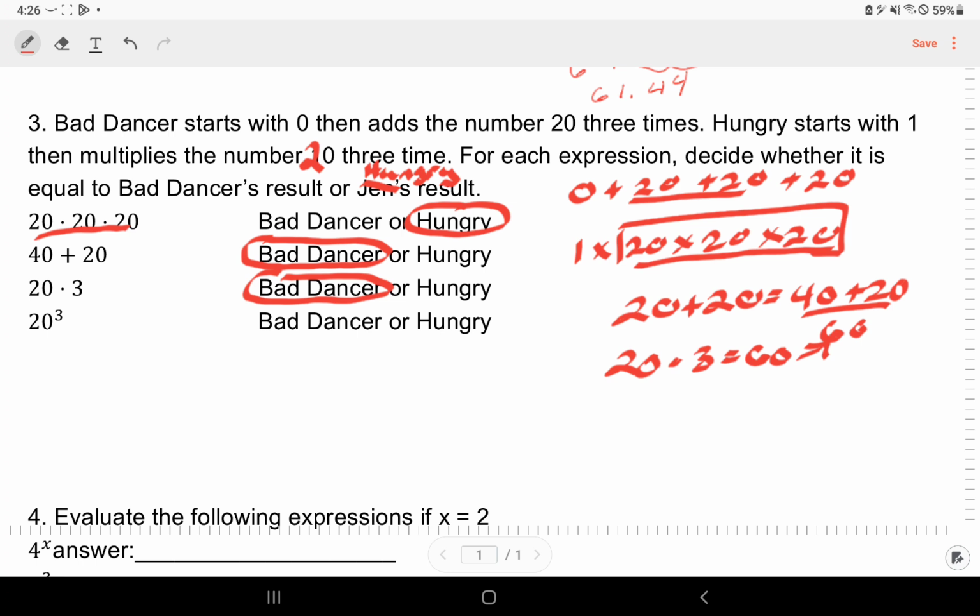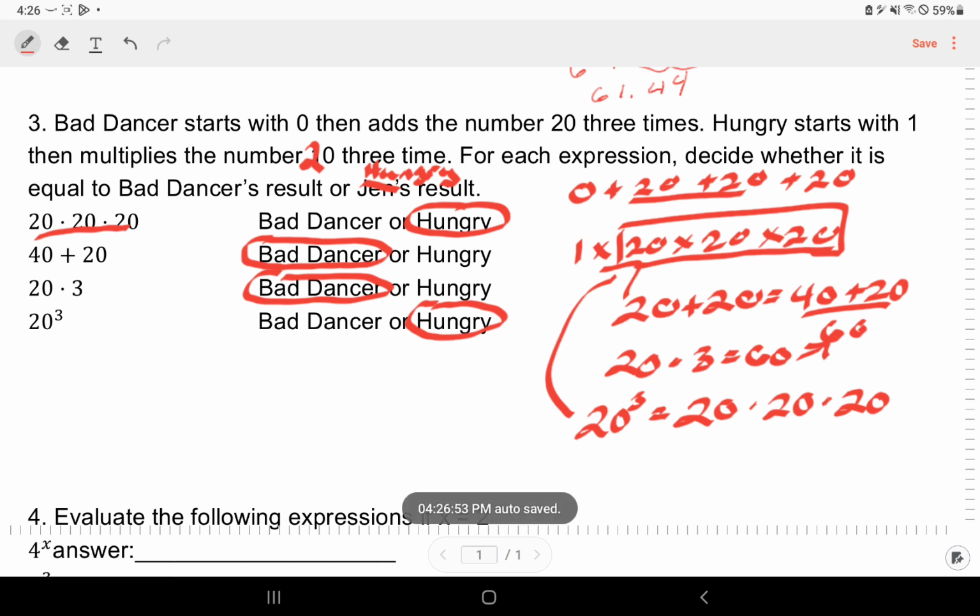Now, 20 to the third means 20 times 20 times 20. Well, that's that. And so that means it's hungry. And that's all that is. Who is it? Who did what? And we're good to go. That's all that's asking. Match up who said what.